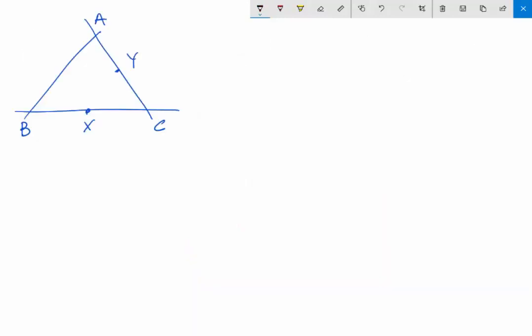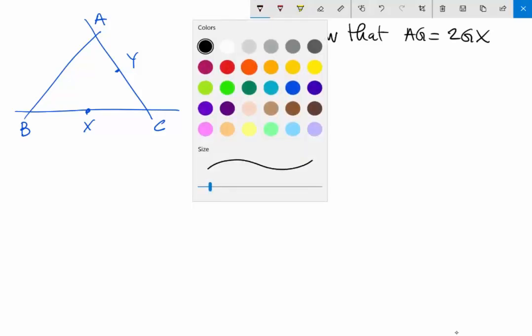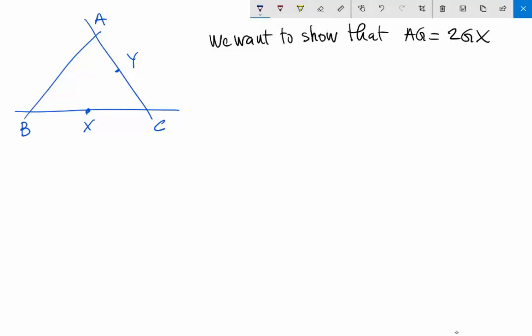So we really want to show that AG is equal to 2GX, where let me draw. So this will be X, and then this will be G. So we want to show that AG is twice of GX, right? In order for AG to be 2/3 of AX, it has to be twice of GX.